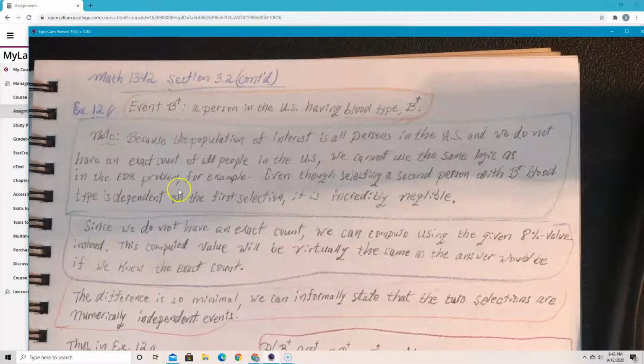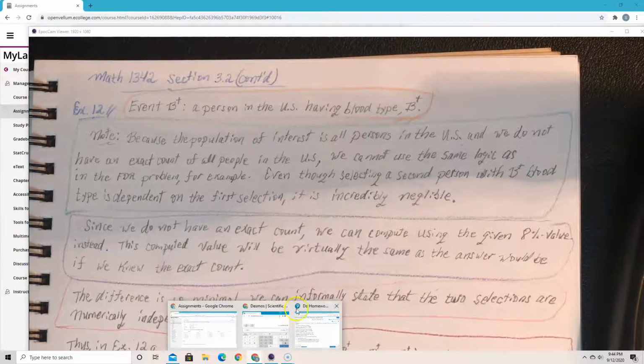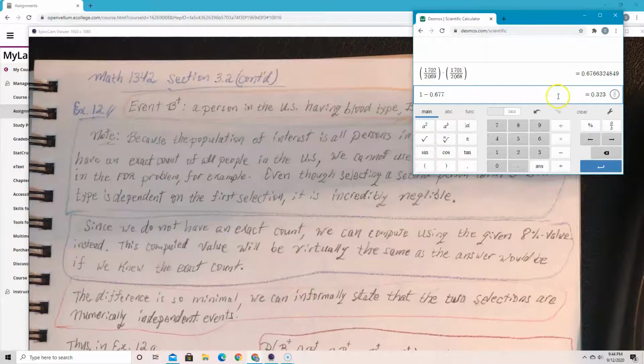Numerically speaking, they are dependent in the sense of the FDR problem, where once you take one person out, there would be one less number in the denominator and the numerator, and then you'd multiply those two together. And you may remember I showed you with the calculator, right here, that if we change this to 1702 over 2069, it was almost the exact same number.